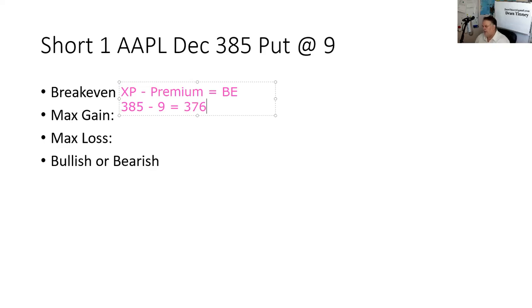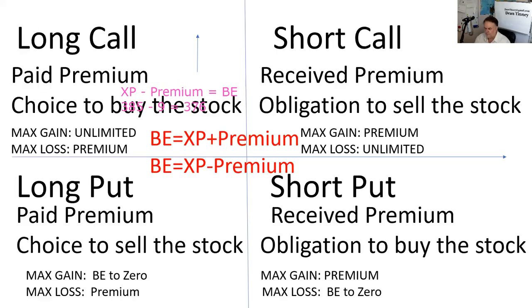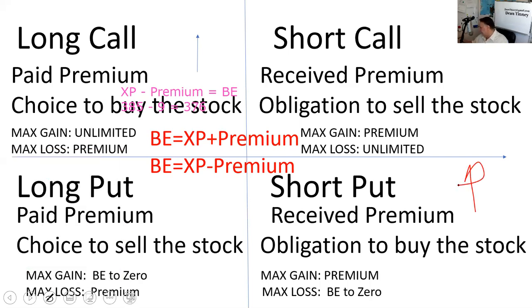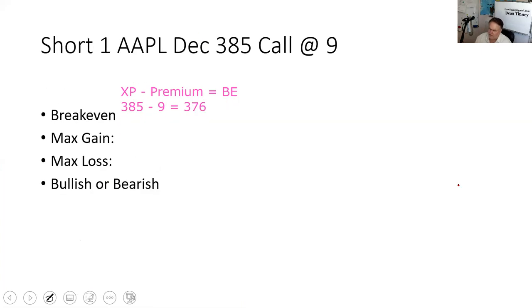It's just a matter of where they want the stock in relationship to that. And again, you could just memorize the matrix. You could just go back here and say, well, when I'm short a put, I've received a premium. I'm obligated to buy the stock at the strike price. My max gain is the premium. Max loss is break even to 0. My break even is strike price less premium. And I'm a bull. I want the stock to go up. You may not have any clue what you just said, but it's technically correct.